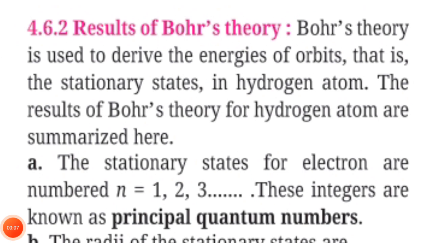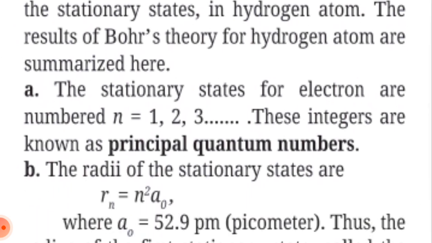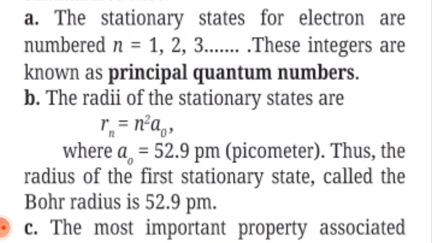Results of Bohr theory. Bohr's theory is used to derive the energy of orbits, that is, the stationary states in hydrogen atoms. The results of Bohr's theory for the hydrogen atom are summarized here. A. The stationary states for electrons are quantized. n is equal to 1, 2, 3. These integers are known as principal quantum numbers.